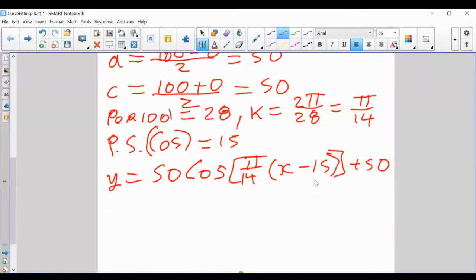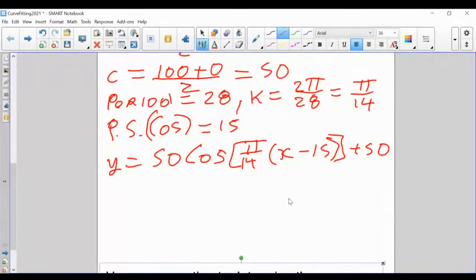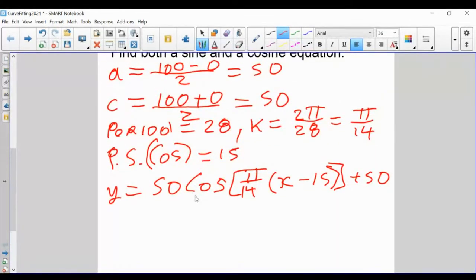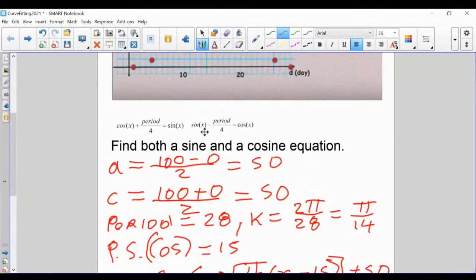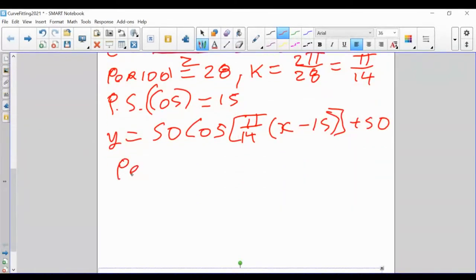The other thing that we should talk about is how do I write a corresponding sine function? I asked for a sine and a cosine. Well, this is my cosine function. The thing I taught you a couple of days ago was that I can make an equivalent sine function by taking a cosine function and adding a quarter of the period to it, and it turns into a sine function. So the first thing we need to figure out is, what's the period of the function we're dealing with right now? We said this before, it was 28. So we're going to take that period of 28 divided by 4, which is 7, and we're going to take the current x minus 15 phase shift.